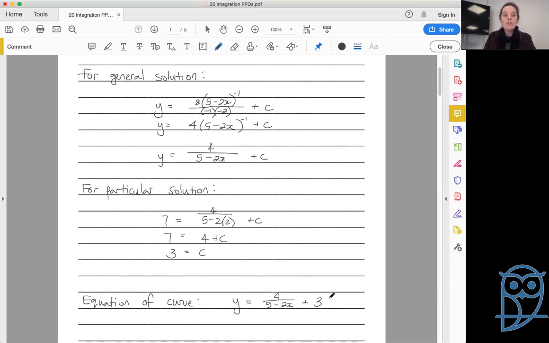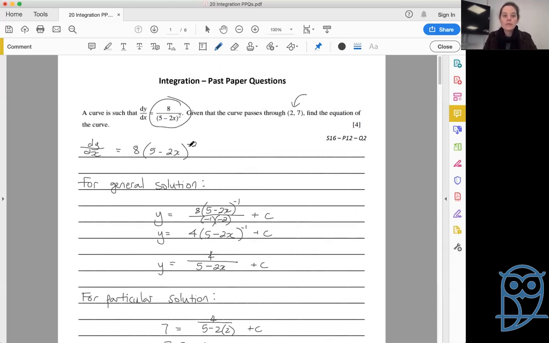So because we were given originally dy dx, then our equation has y equals. We're working in that y, dy dx notation frame of mind. So that is your simple and straightforward, working back from a gradient function to a function, using a point on the curve to locate that particular solution.